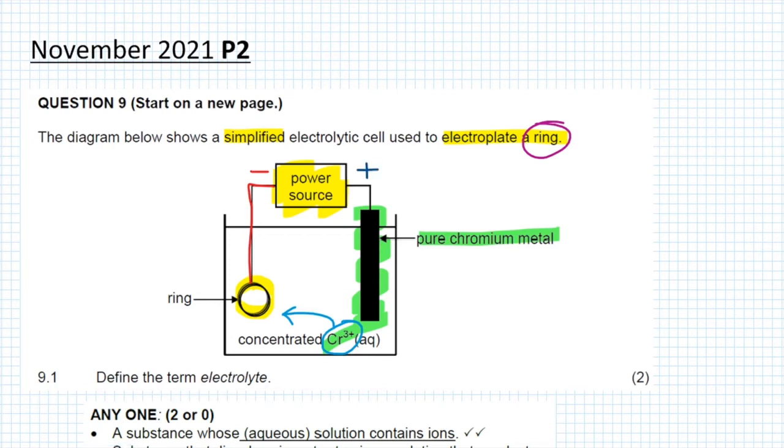We remember the acronym RED CAT. So reduction takes place at the cathode, so this makes the ring the cathode. And we know that the other acronym is AN OX, which tells us that oxidation takes place at the anode. So we know that this pure chromium metal electrode is going to be the anode.